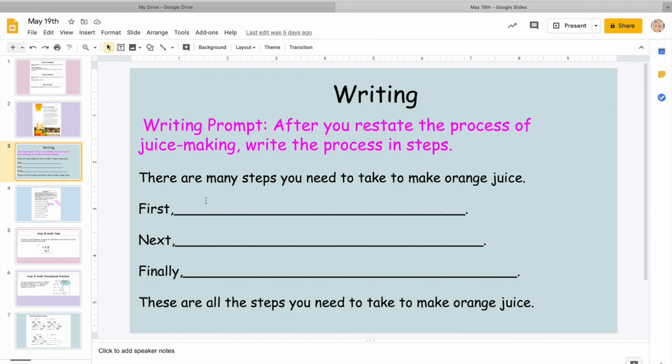So all you are going to need to do for writing is take those steps that you talked about, the process to make orange juice, and then you are going to fill them in. So what was the first step? What was the next step? And finally, what was that last step? If you use this outline and fill those in, that's going to give you 5 good sentences, and that's going to be a paragraph for writing today.